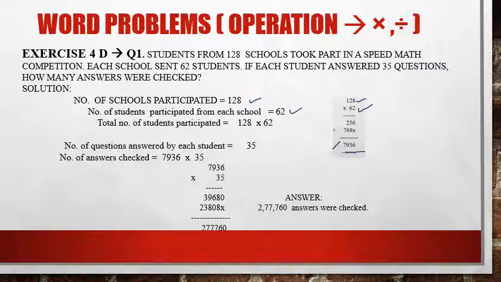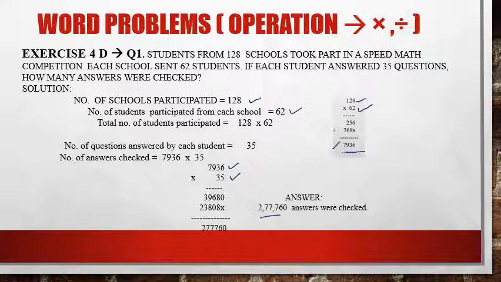7,936. Now, if each student answered 35 questions, the total number of students was this, and each student answered 35 questions, how many answers were checked? Here also you will multiply the total number of students by the number of questions. Clear? So you will get the answer here: 2,77,760 answers were checked. Clear?